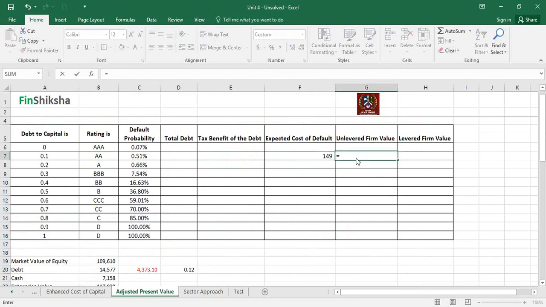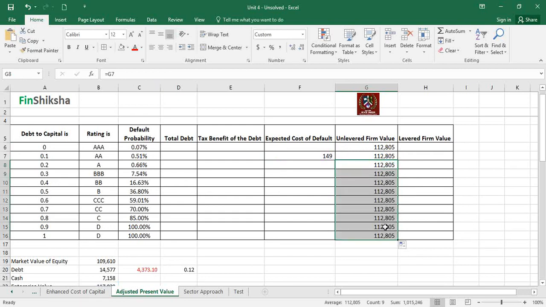Can we find the unlevered firm value? We take the levered firm value. We remove the tax benefit and we add the expected cost of default or bankruptcy benefits. Now remember, unlevered firm value is going to remain the same because we are going to assume that this is the value that stays regardless of what the scenario is, because we are assuming that debt levels are zero in this case, correct?